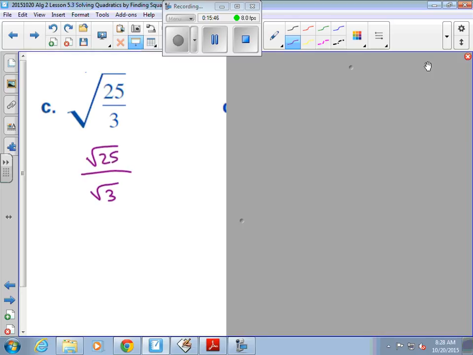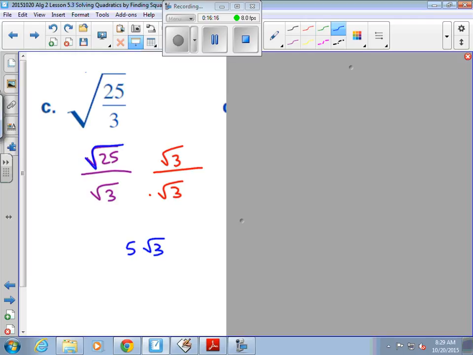Remember, you cannot have a radical at the bottom. 3 is not a perfect radical, so you can't pull anything out of it. So the only way to get rid of that radical is to multiply it by whatever it is over itself. So the square root of 3 over the square root of 3. The square root of 25 times the square root of 3. The square root of 25 can be separated into 5 times the square root of 3.